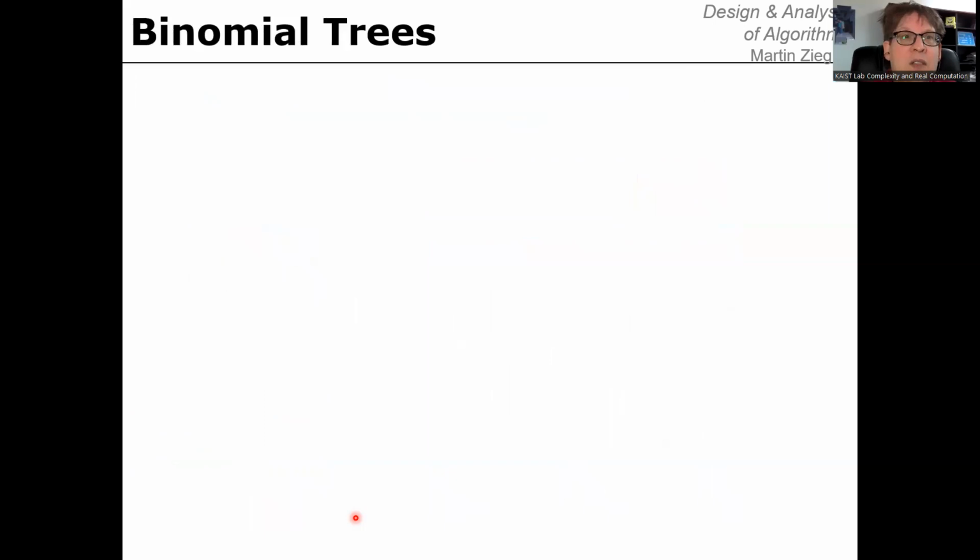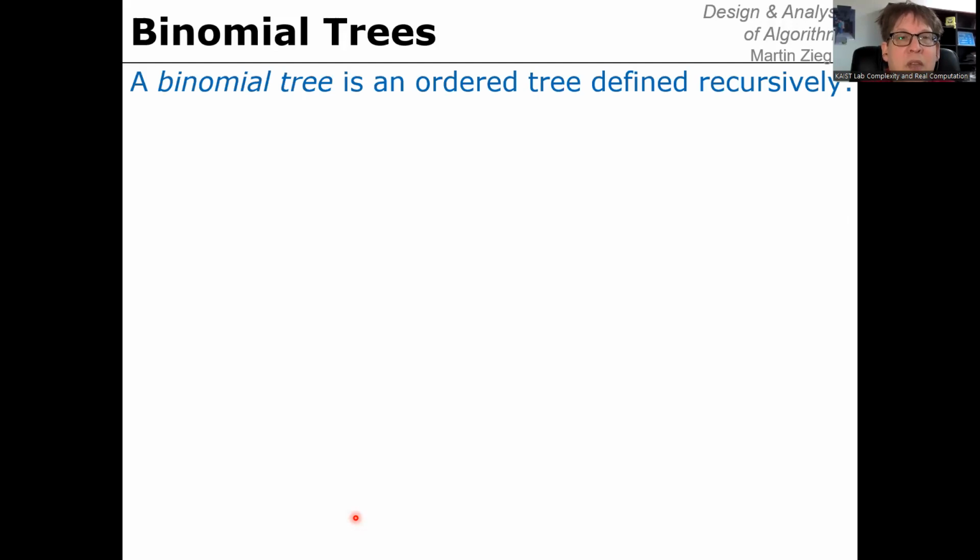And these new data structures are called binomial heaps or binomial forest. And as the name suggests, a binomial forest is a collection of binomial trees. So let's recall what is a binomial tree. A binomial tree is an ordered tree which is defined recursively with the following property. So I'm going to recall what is an ordered tree.